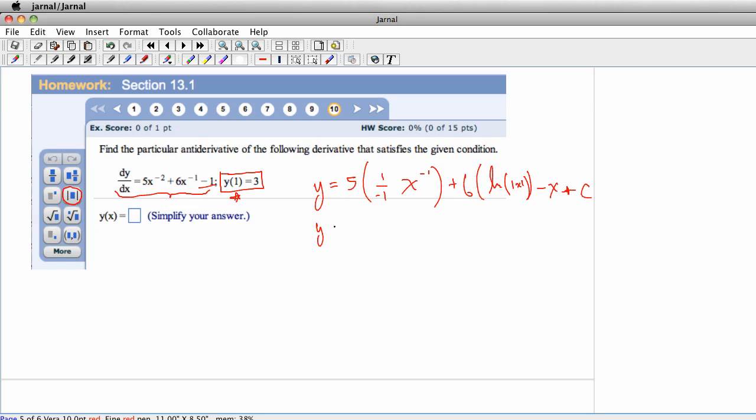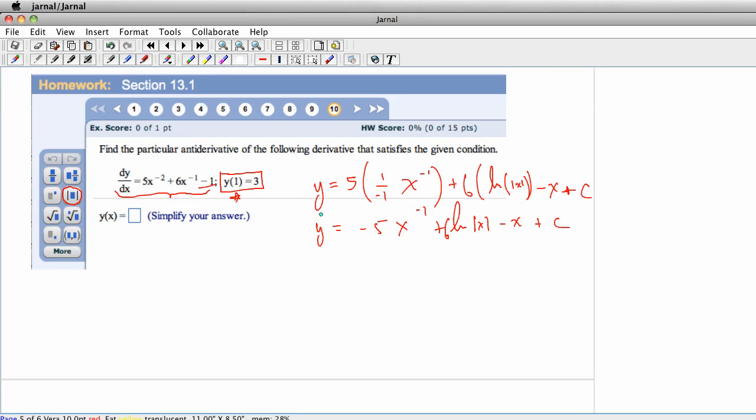Before I try to do that, let me at least simplify this a little bit. I have 5 times negative 1 here, and then 6 times log of x in absolute value minus x plus c. Okay, so this is my answer.